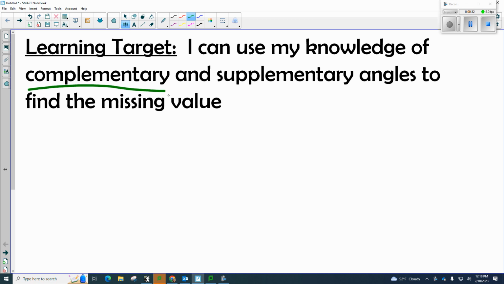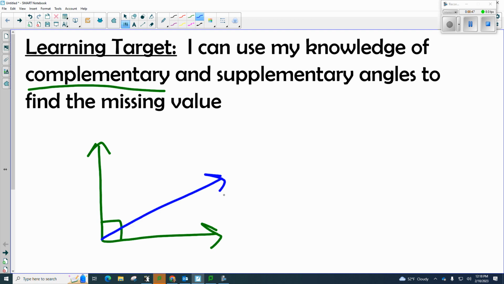So complementary are two angles that add up to 90 degrees. Okay, so what does 90 degrees look like? It looks like a right angle, right? So you would have a right angle being split into two different angles. And if I knew this angle was 60 and the whole thing has to be 90, I would know that this other angle is 30 because 60 plus 30 makes 90 degrees.